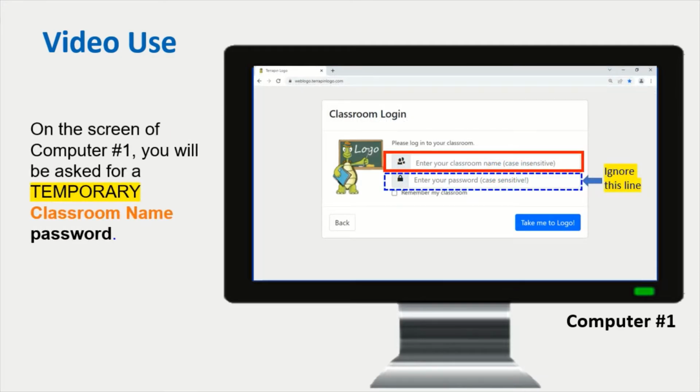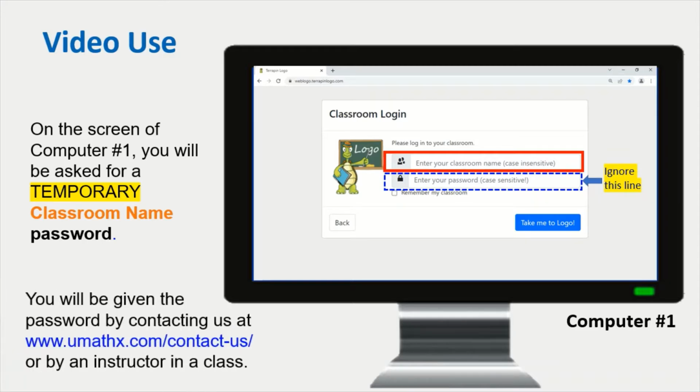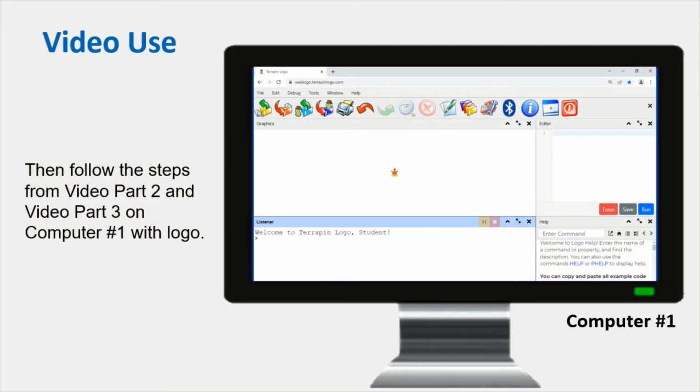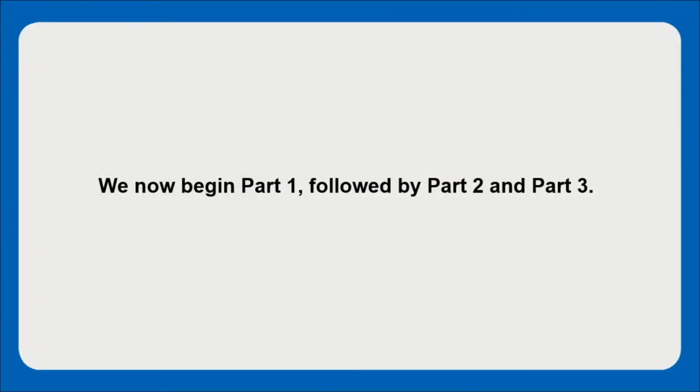On the screen of computer number 1, you will be asked for a temporary classroom name password. You will be given the password by contacting us at www.umathx.com/contact-us, or by an instructor in a class. Then follow the steps from video part 2 and video part 3 on computer number 1 with Logo. We now begin part 1, followed by part 2 and part 3.